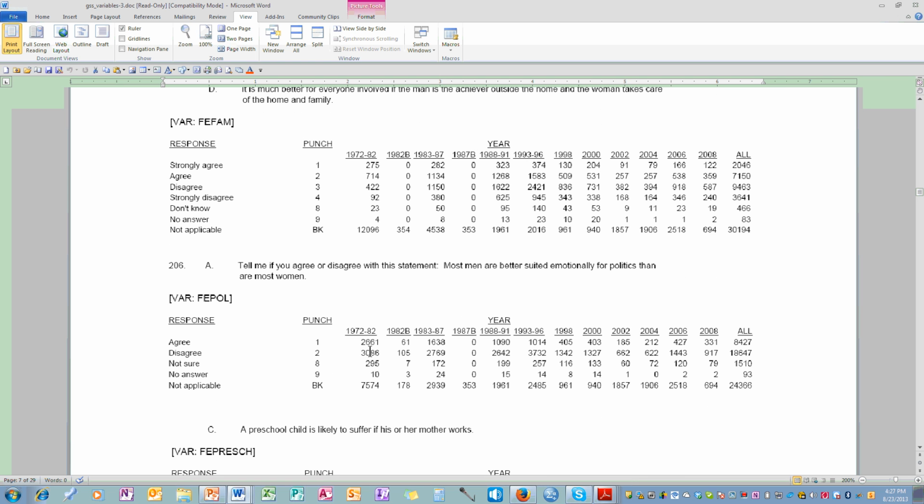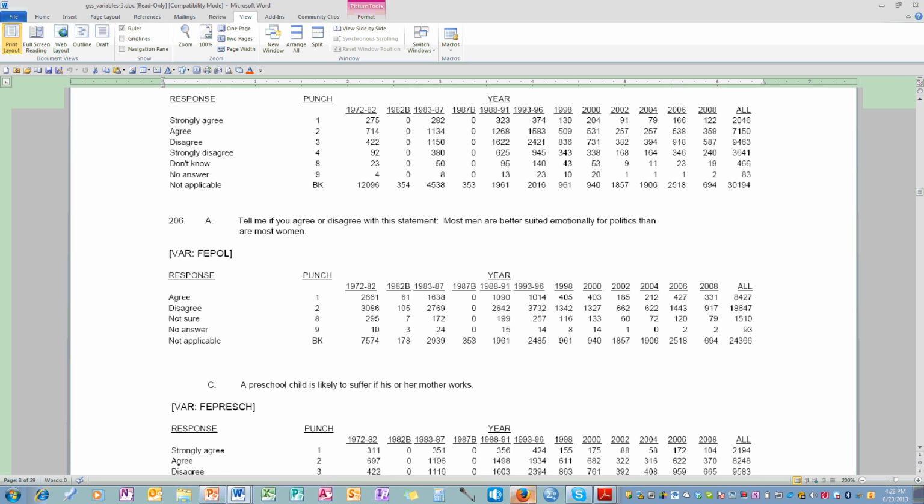And this question on politics, tell me if you agree or disagree with this statement. Most men are better suited emotionally for politics than most women. Okay, and then we have 2008 data that's available to us, but it would be neat to look at how people's views on women in politics might have changed over time here in the United States. And if you're interested in those questions, I can make the other databases available to you. All right, no big deal on that. Those also are available on the L drive.